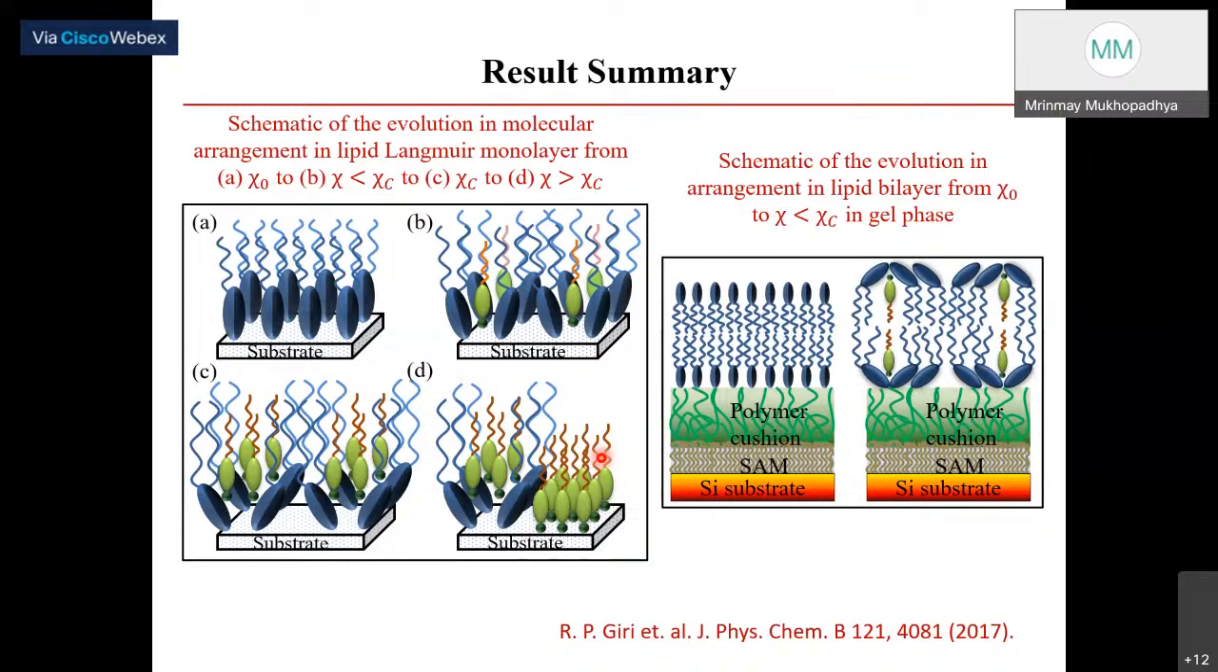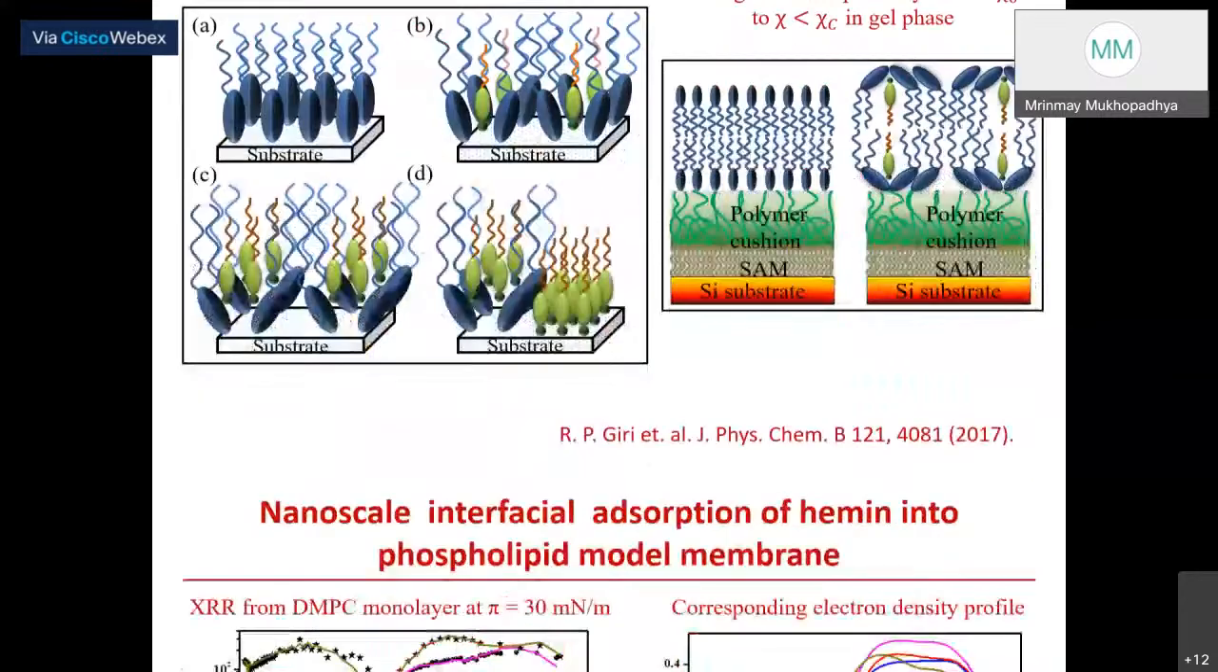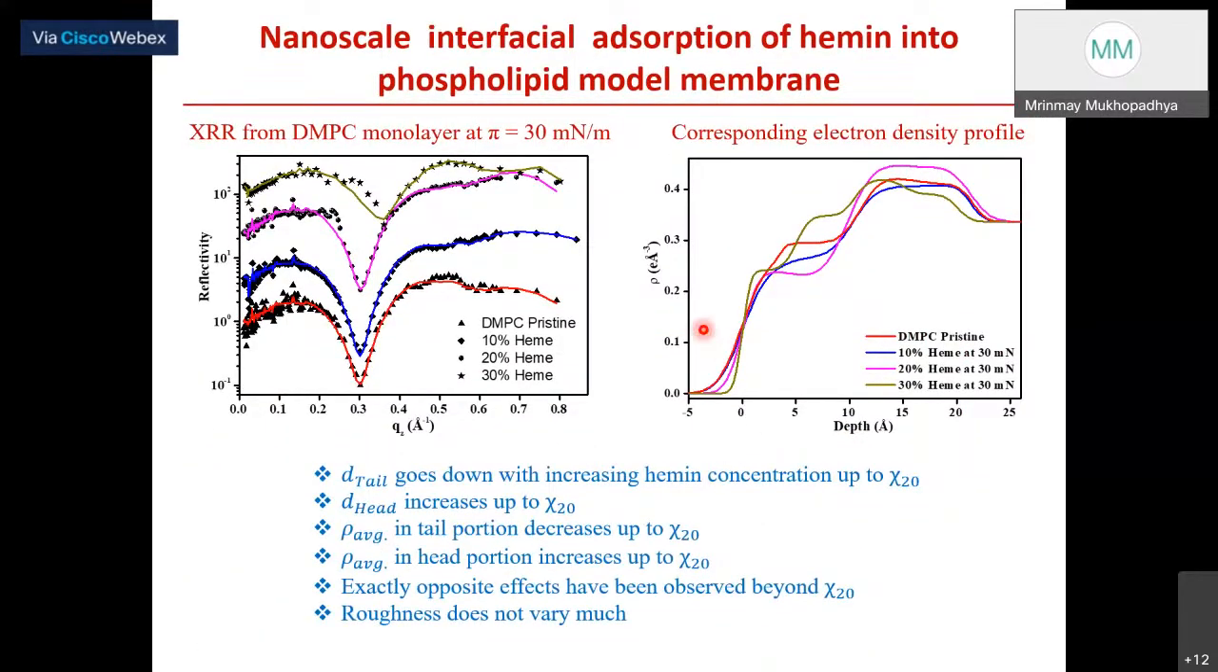So this kind of measurement was done using X-ray reflectivity. Then I'm talking about one thing, that is a heme molecule. So heme is basically hemoglobin. If you take the globin part out, then you have only the heme molecule, which is a planar molecule with iron inside, at the center of this rectangular plane.